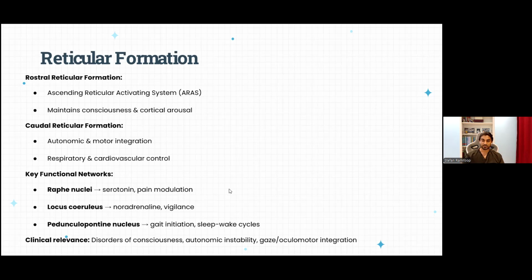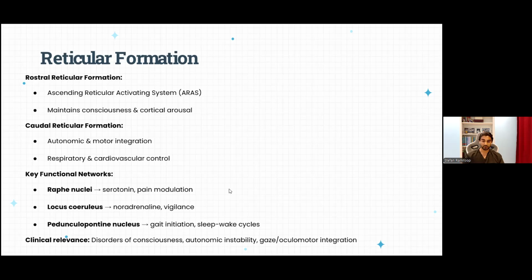And this region houses the neuronal groups responsible for respiratory rhythm generation, the cardiovascular reflexes, and coordination of swallowing and coughing. Because the nuclei are interlinked, lesions in this region can produce combined deficits, such as autonomic instability with impaired airway protection. Within this system, several nuclei have very distinct functional roles.